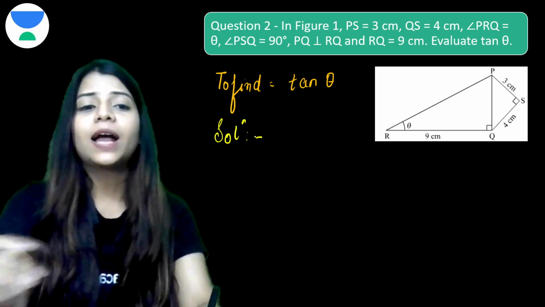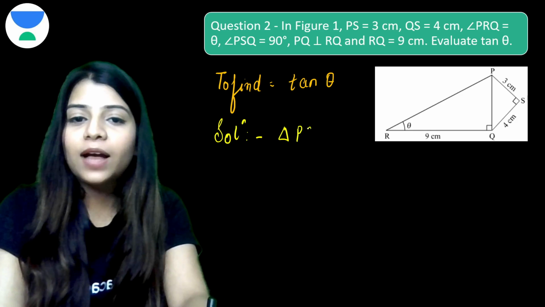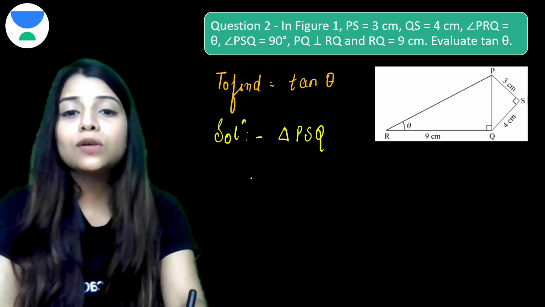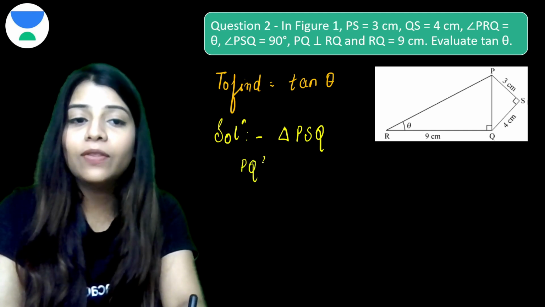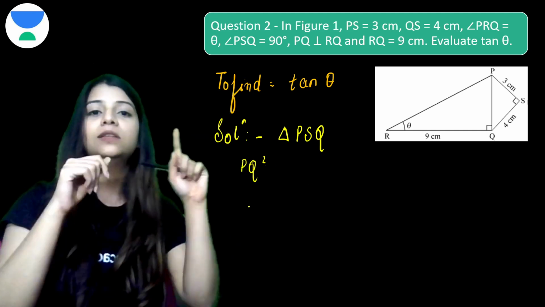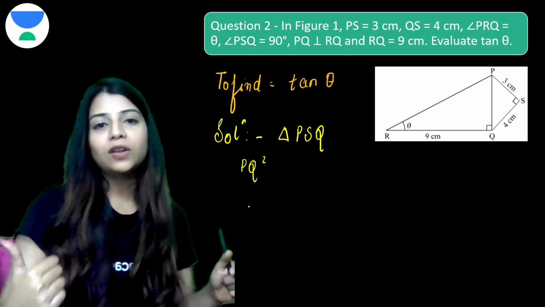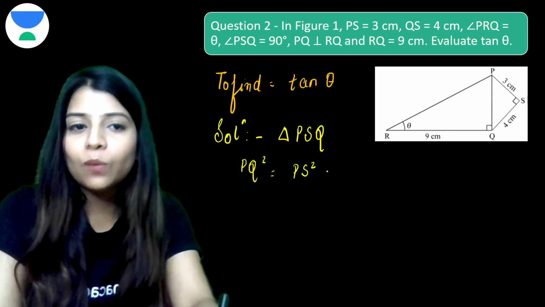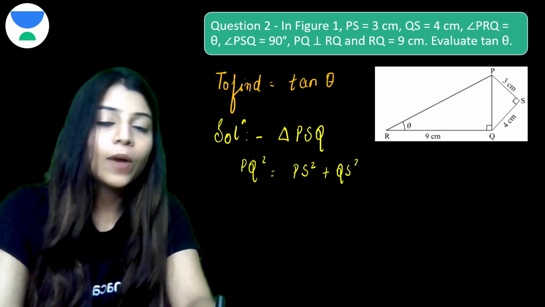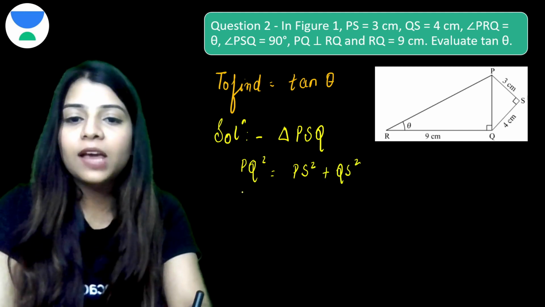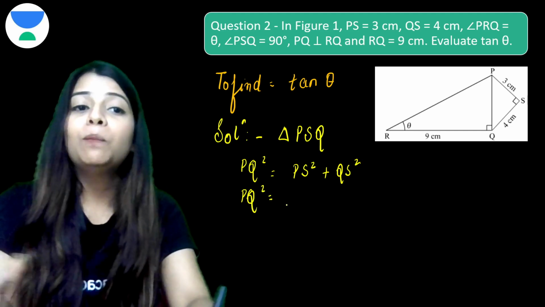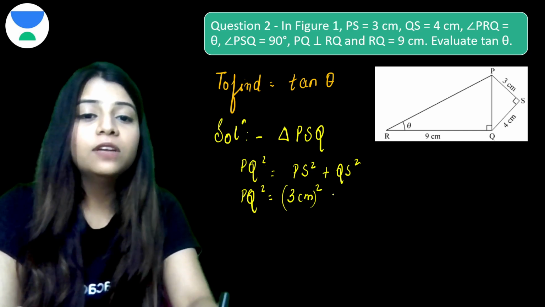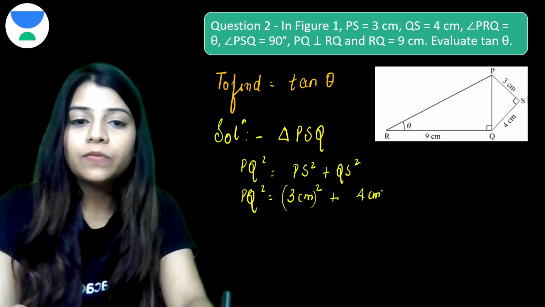First of all, in triangle PSQ, applying the Pythagoras theorem, because it is a right angle triangle, we get that the hypotenuse square, that is PQ square, the line which is in front of 90 degrees, is the hypotenuse. So PQ square will be equal to PS square plus QS square. So PQ square is equal to PS, which is given as 3 centimeter, squared, and QS is given to be 4 centimeter, squared.